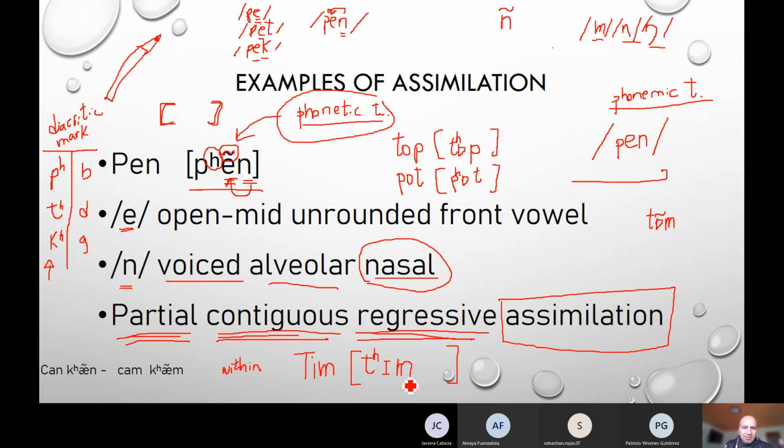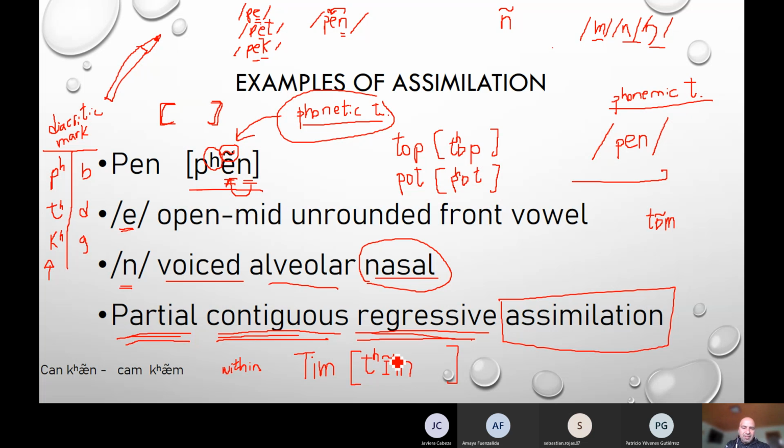But nasal sounds are very influencing, right? They generally influence the neighboring sounds. So in this case, this E becomes nasalized. How can we show that this vowel sound is nasalized? We add to this symbol this diacritic mark that represents nasalization.